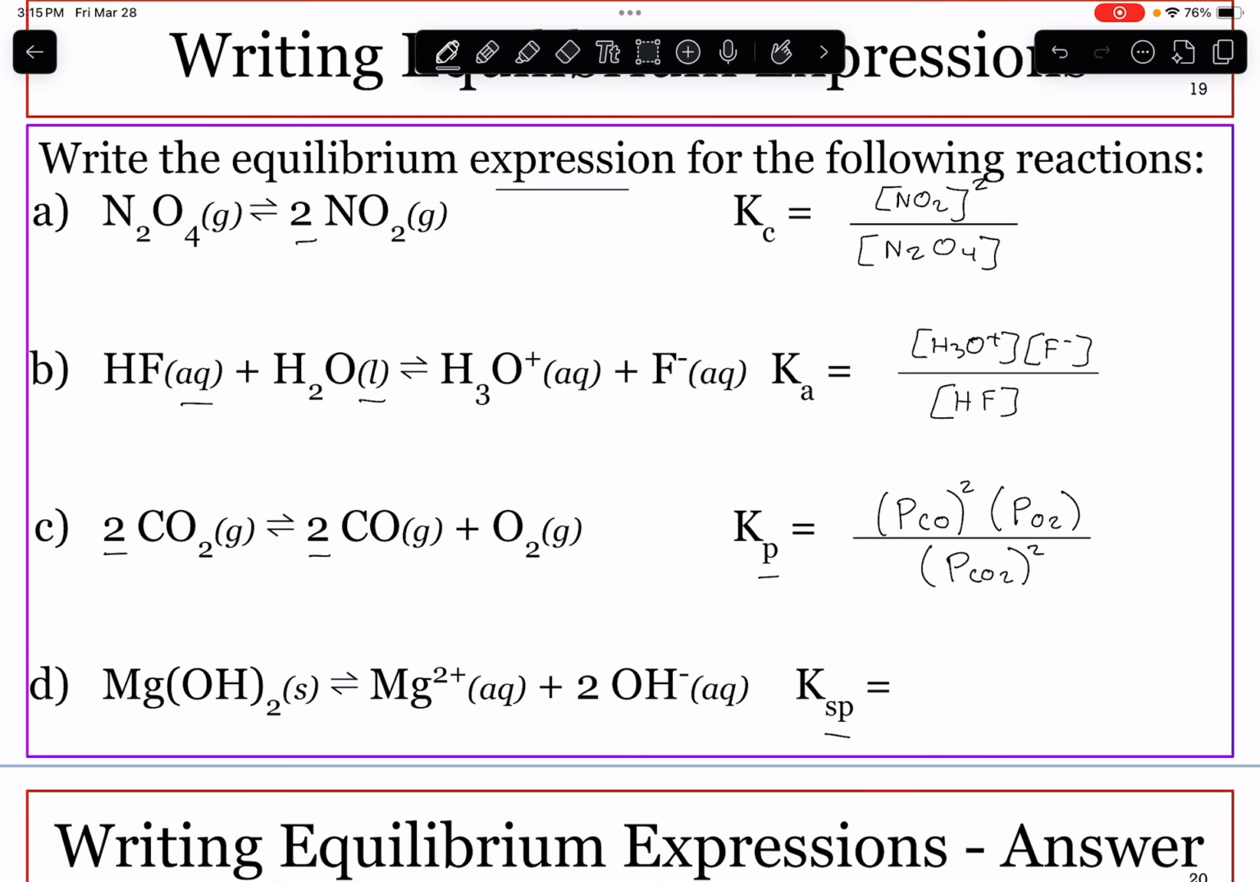Here is an example of a KSP. Like I said, they are ionic compounds trying to dissolve in water. So on the reactant side, we have this ionic compound stuck together in a solid phase. And we only have products because solids are never included.